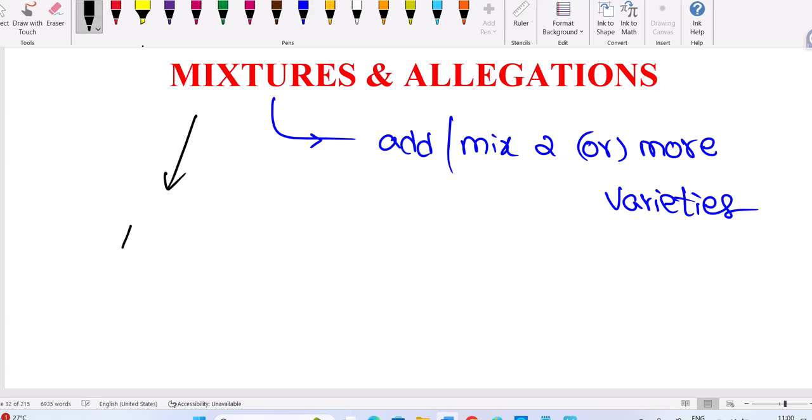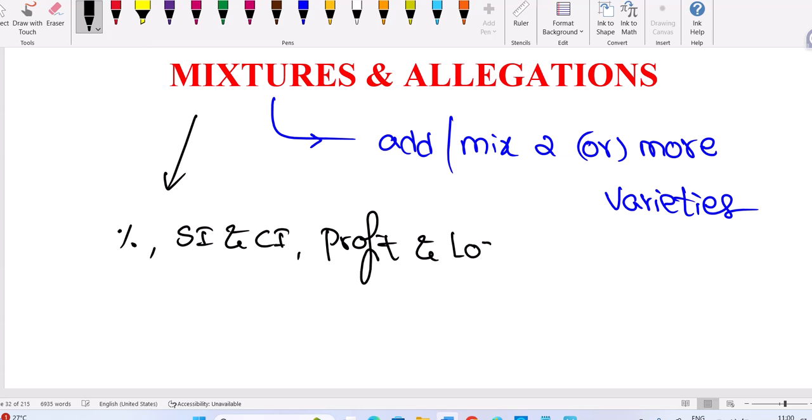We can apply this in the percentages topic. We can apply this in simple interest and compound interest. We can apply this in profit and loss and many other topics as well. But how can you understand? This is the clue: when you're adding two or more varieties, you just think about the mixtures and alligation concept. So what is this concept, sir? When you are adding, okay, good.